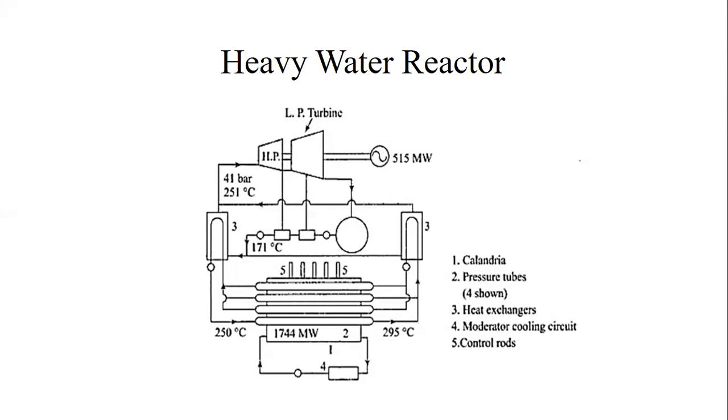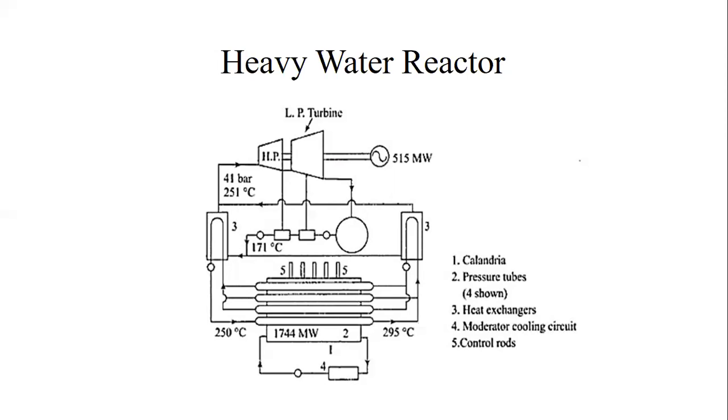The D2O coolant enters the regular array of pressure tubes at 260 degrees Celsius and 110 bars, flows through the fuel elements, and leaves the pressure tubes at 320 degrees Celsius, and the net efficiency is about 29%. Like the PWR, that is the pressurized water reactor, there is no bulk boiling of coolant.